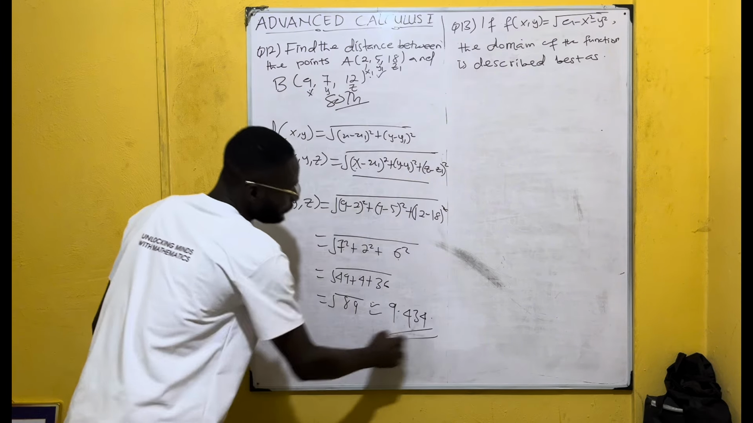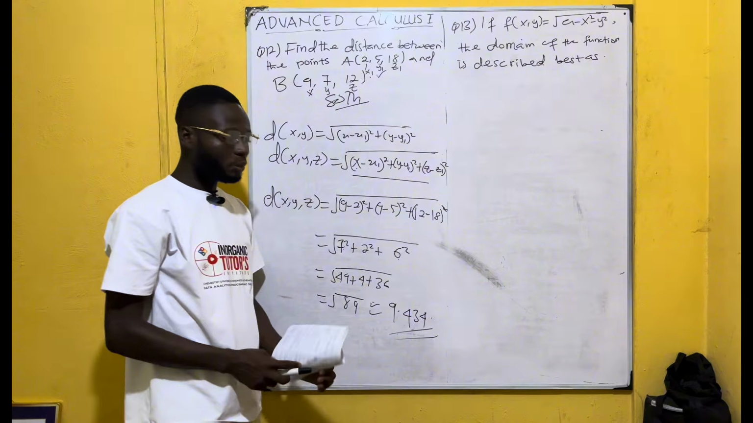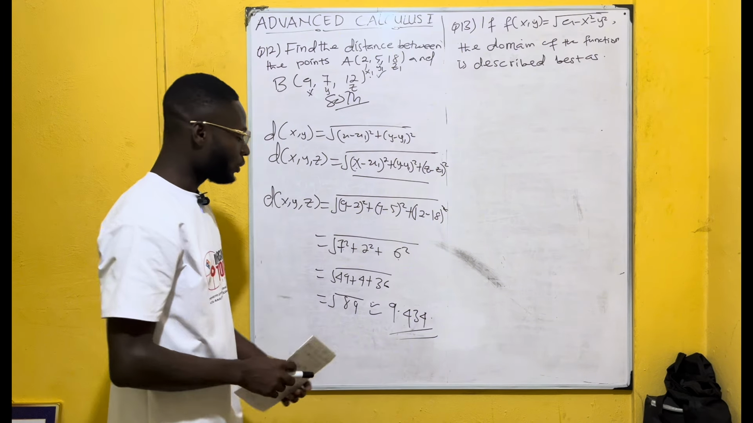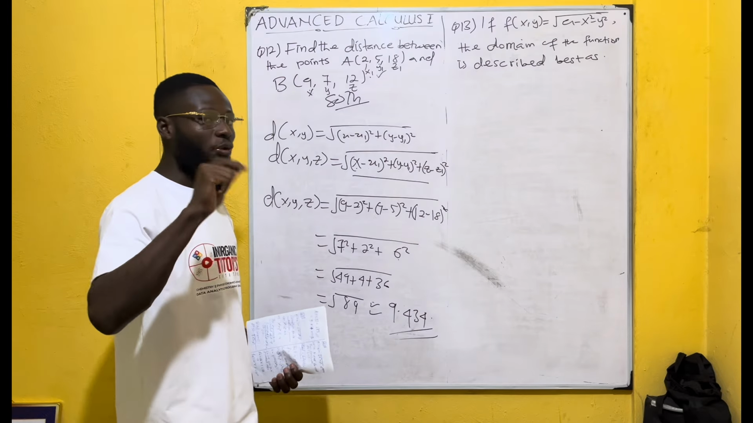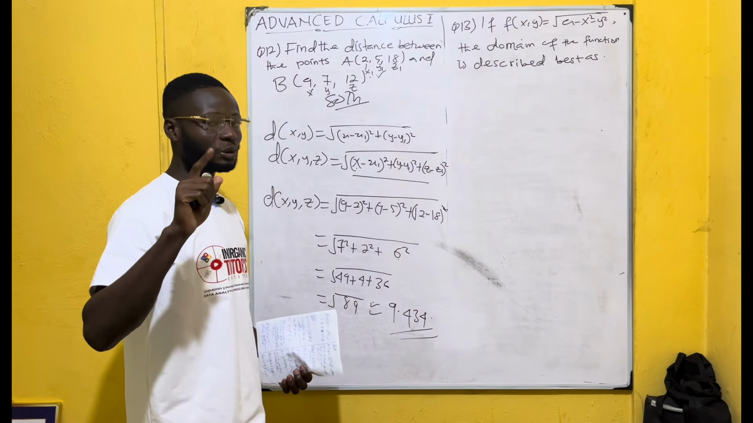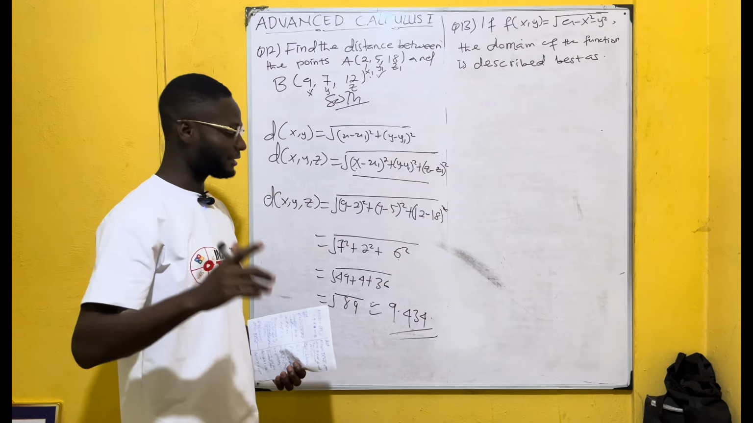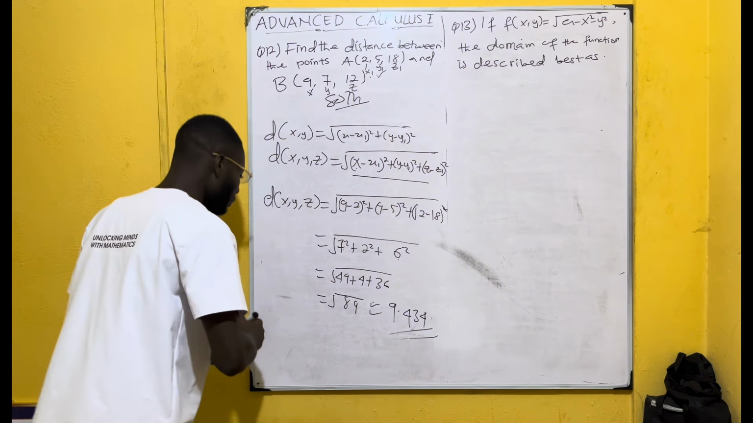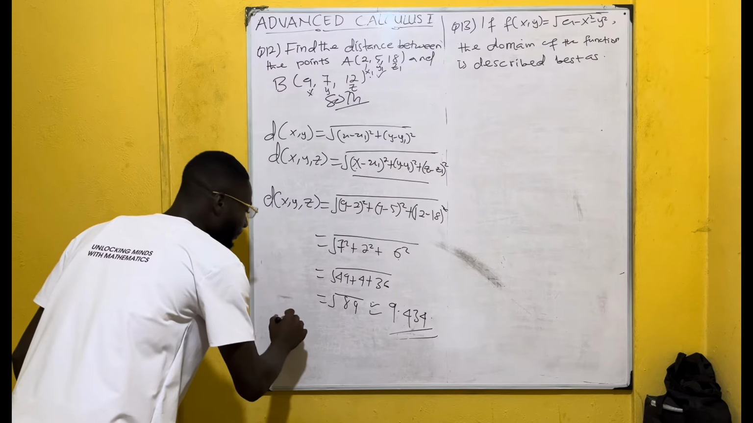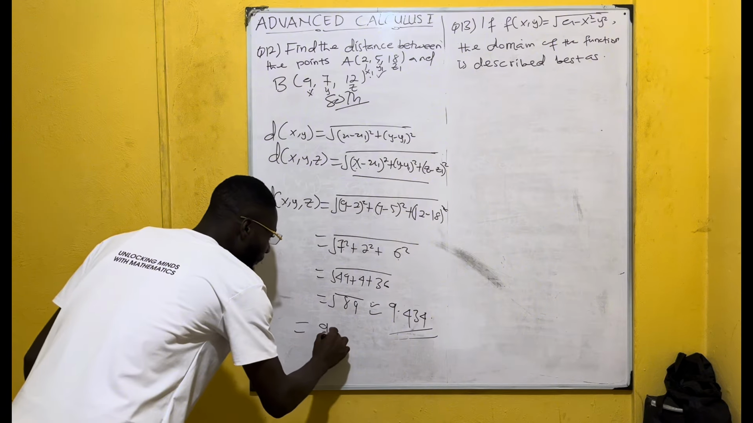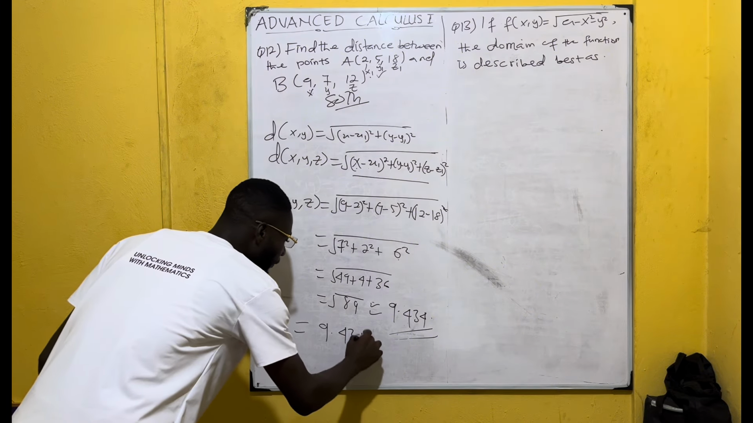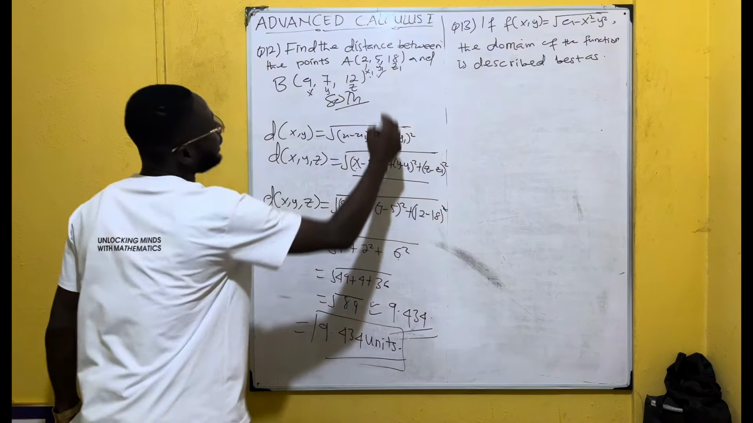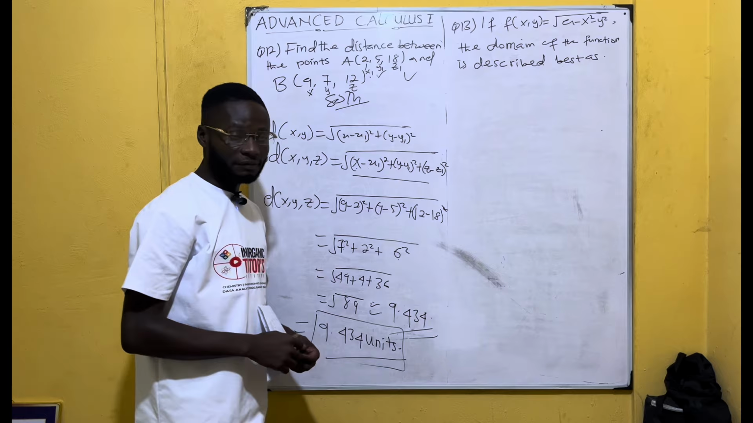Okay, mathematicians will just leave it this way, but physics students will add units because we don't know the actual unit, whether centimeters or something, whatever it is. But we have to add units, right? So we say that the distance between A and B is equal to 9.434 units. And that is for question number 12.